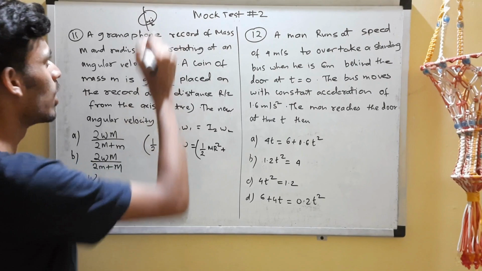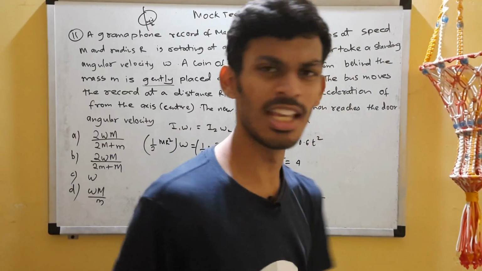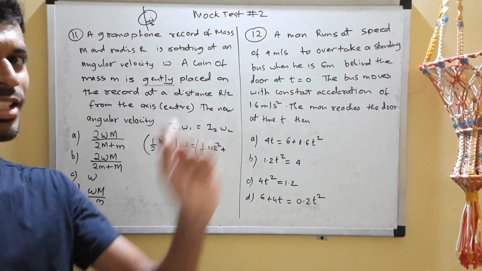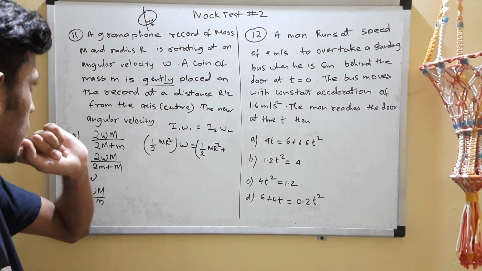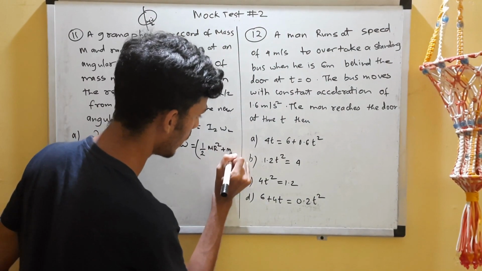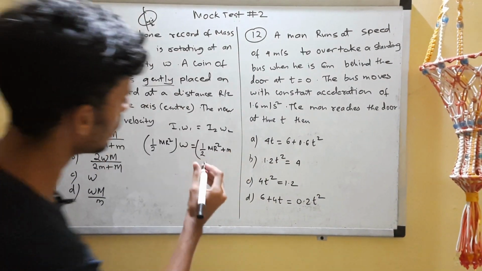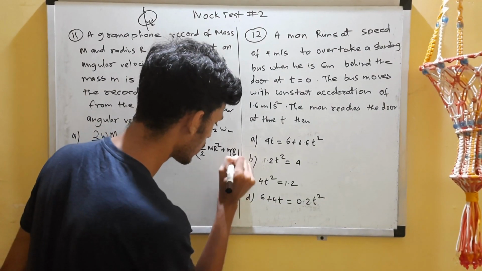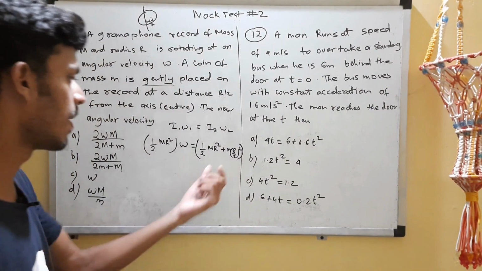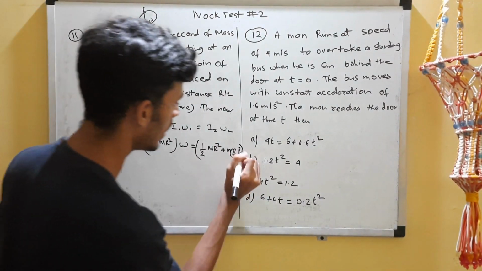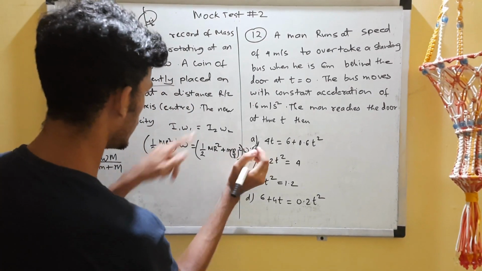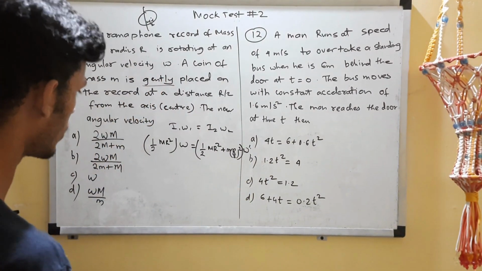Now we can treat this coin as a point mass. Its radius is not given, it's not that significant, it's just a point mass. And it has a mass small m, I guess. Yes, it has a mass small m. So m, and what is the distance? R by 2, m r by 2 square. m r square for a point mass. So m r by 2 the whole square, and this into omega dash, I'll say. This is the new angular velocity that we are supposed to find.